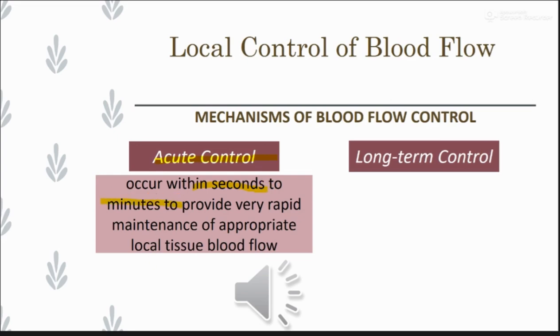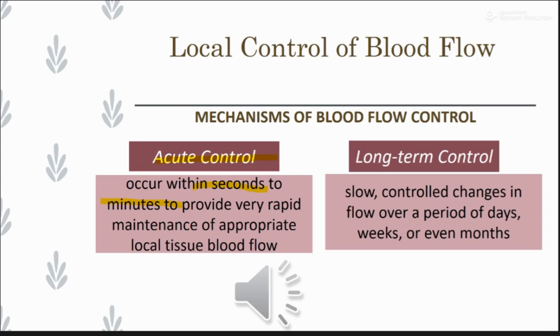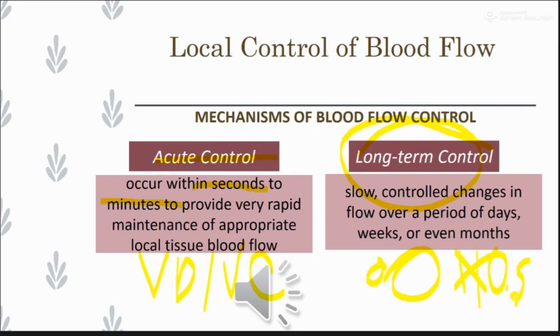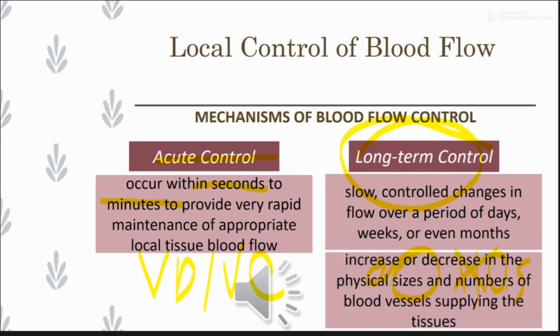Yung long term naman, meaning, kaya nga long term, diba, pang matagalan. So, mabagal yan. Matagal, tapos controlled yung changes niya over a period of days, even weeks, or even months pa nga. So, in general, itong long term control daw, mas better yung control of the flow niya, okay? In proportion to the needs of the tissue. So, these changes come about as a result of an increase or decrease in physical sizes and numbers of blood vessels. So, dito naman guys, hindi na siya vaso, dito kasi diba vasodilate, vasoconstrict. Dito kay long-term control, ang changes happening is yung sizes talaga ng blood vessels, tsaka yung dami. Okay? Number and sizes na nagsusupply dun sa tissue. Kailangan ba mas malalaki yung sizes ng blood vessel? Ganun.